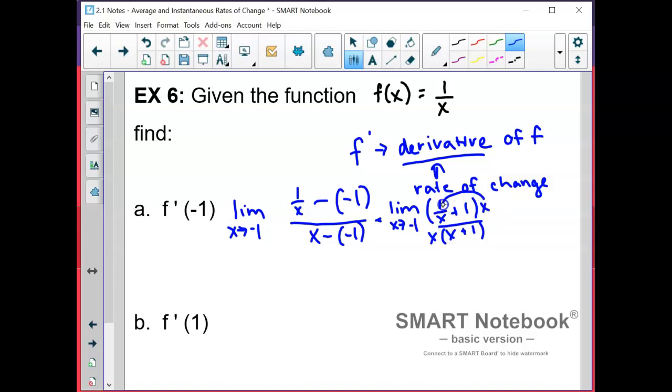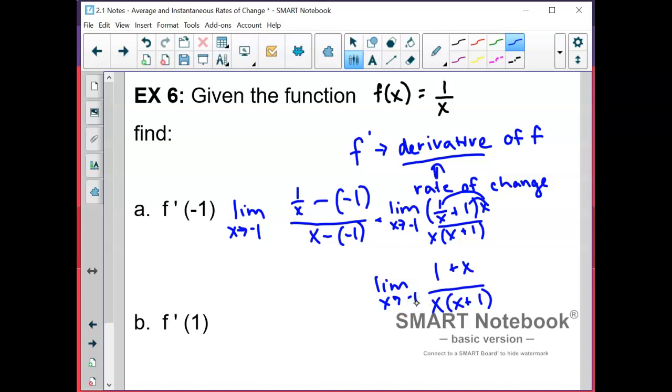If we distribute here, x times 1 over x is just going to be 1, and x times 1 is x. And then in the denominator, I'm not going to distribute because I want things to factor and cancel.